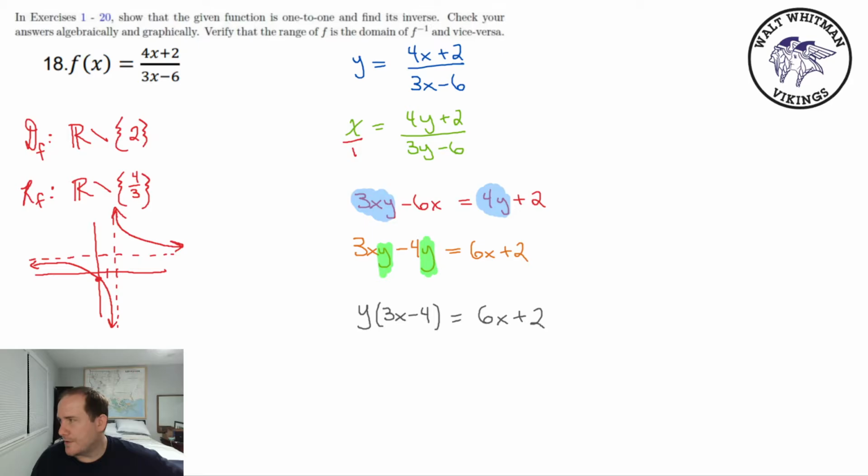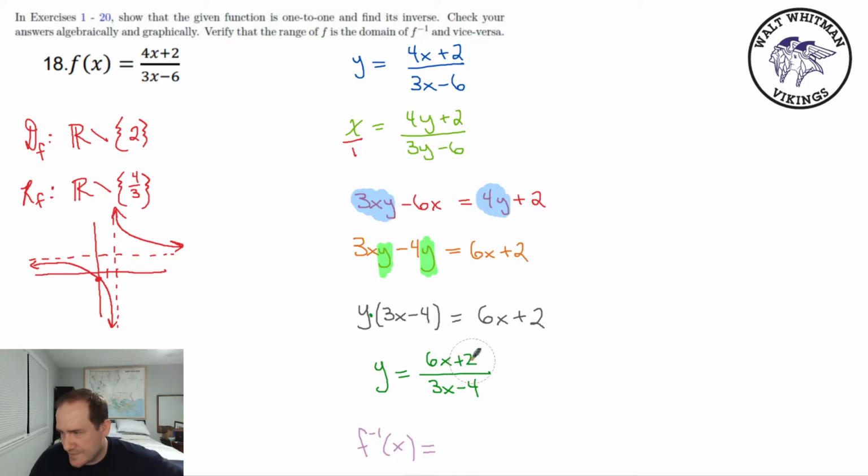So in our attempt to isolate y, we've done it. We got y alone. And so now to isolate it, we just divide by the other thing. And we'll get y equals 6x plus 2 all over 3x minus 4. And I did say that instead of y, you should be embracing the whole inverse function notation. So you'll say f inverse of x.